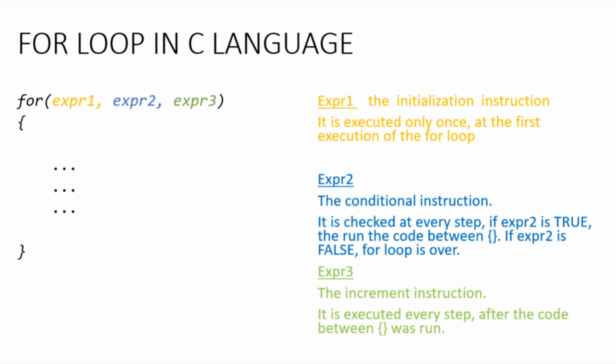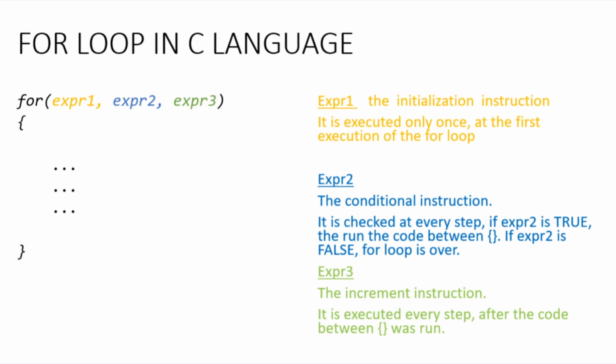Now let's see what each expression means. Expression 1 is the initialization expression, which initializes our counter at the first run of the for loop. For example, if we use a variable i inside the for loop, then expression 1 can be i equal to 0, if we want to count the for loop runs from 0. Expression 2 is the condition that must be fulfilled in order to run the code inside the loop from the brackets. For example, expression 2 may be i less than 6.